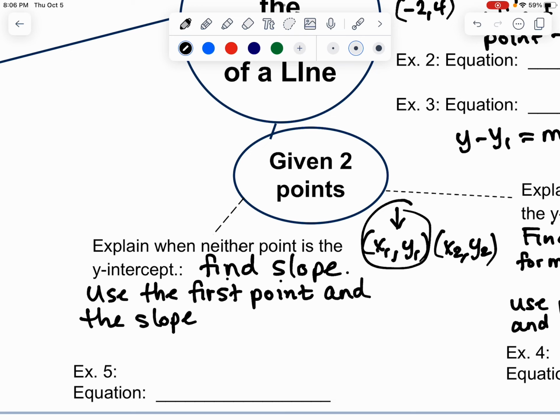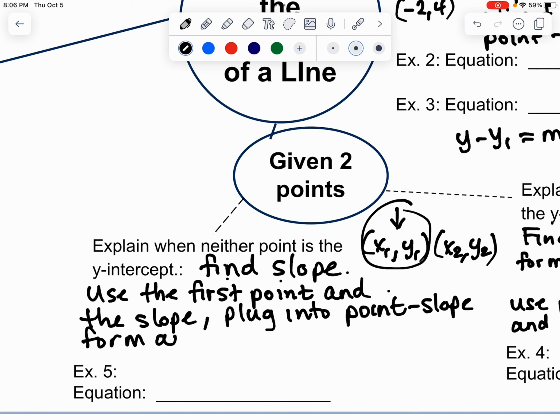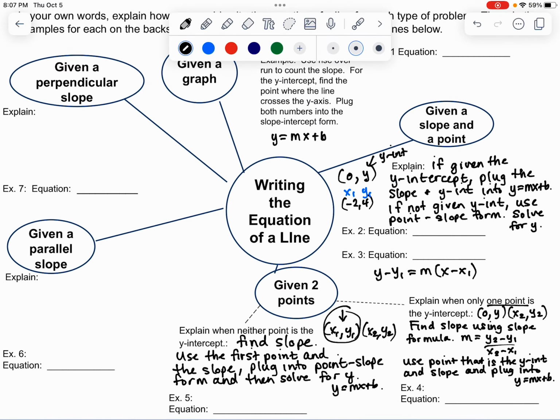So use the first point and the slope. Plug into point slope form and then solve for y. Once we solve for y, that puts it into y equals mx plus b. And then write your equation. All right, go ahead and pause the video, write this down in your own words, and try example 5 on the back.